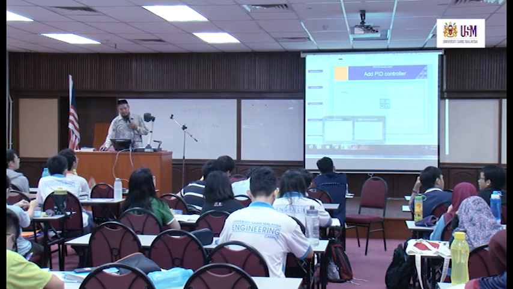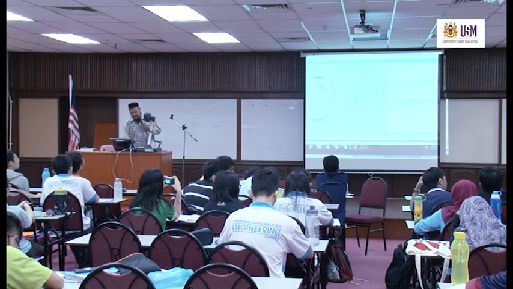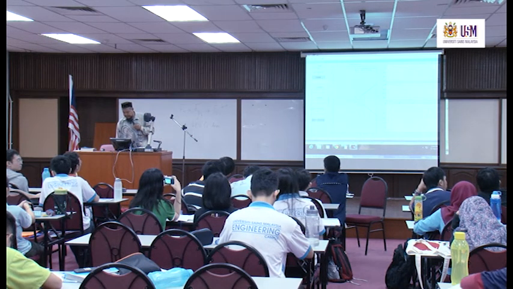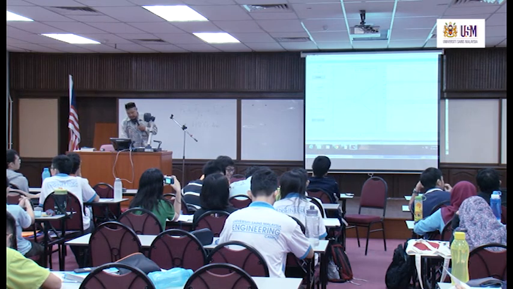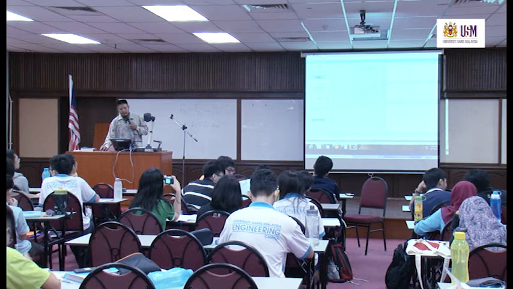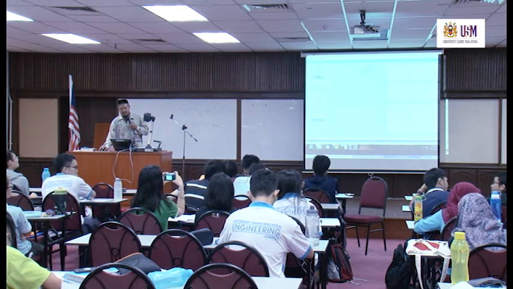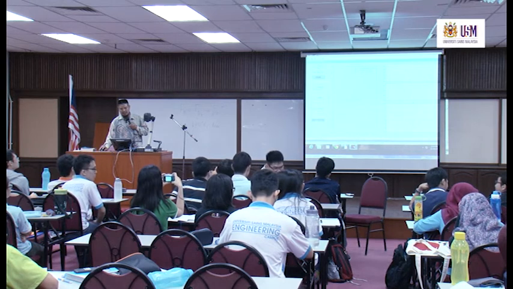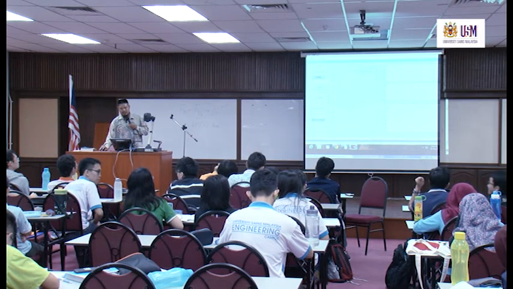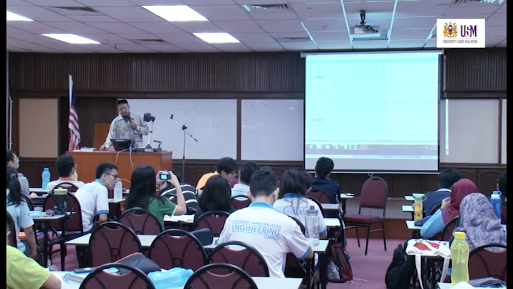So if we add that, we have S to the power of 2 plus 12 multiplied by S plus 52. You do that and then update it. See what happened? Now you notice that the settling time is already below 2 seconds. The only thing is the overshoot is still higher, getting higher.